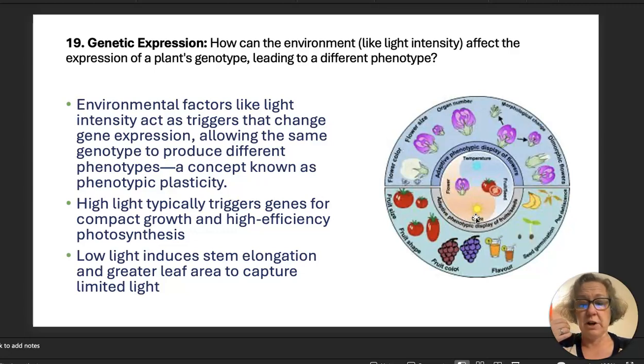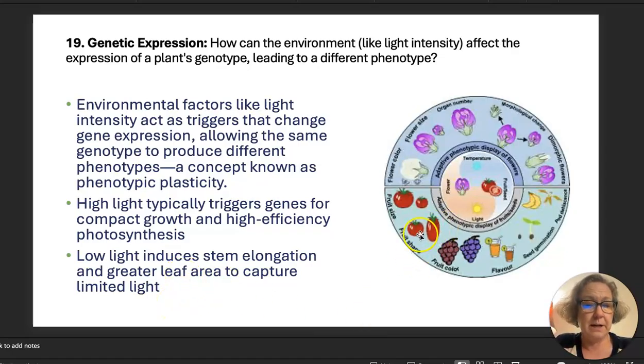Remember when we talked about variegation and the white parts of the plant? You will see that if the plant is getting enough light. But if the plant is not getting enough light, it will stop producing that variegation regardless of the genetics, because it's not getting enough light. Light also tends to trigger genes for compact growth and highly efficient photosynthesis. Low light induces stem elongation, things like that.